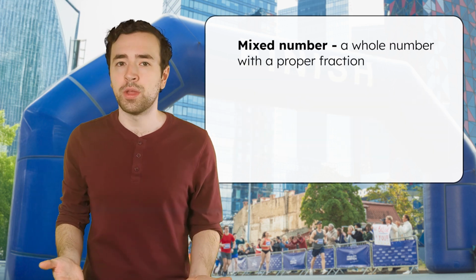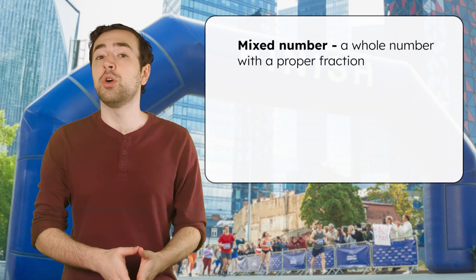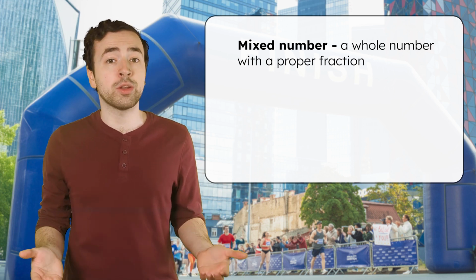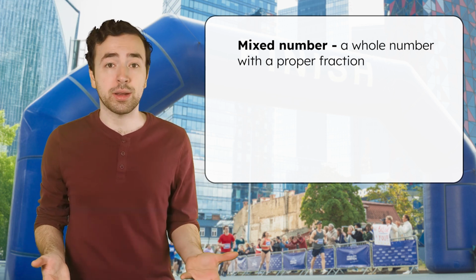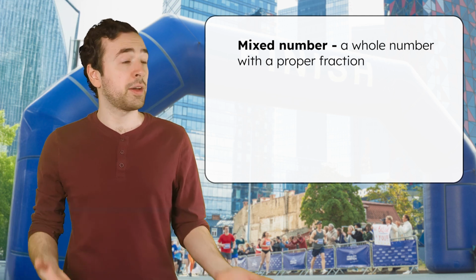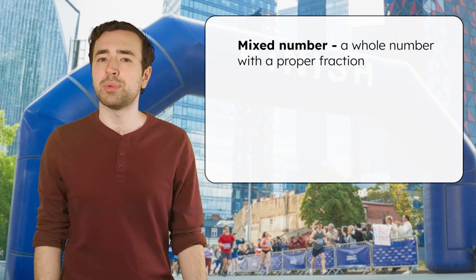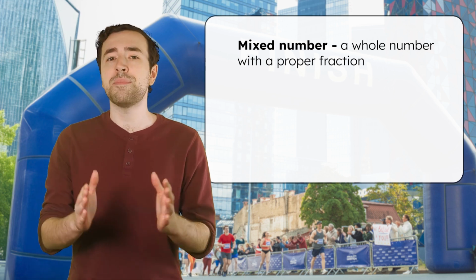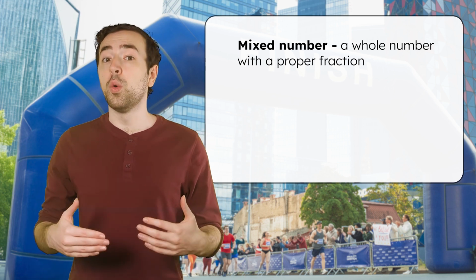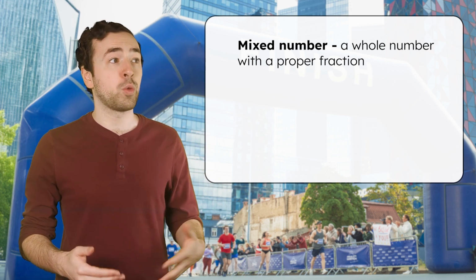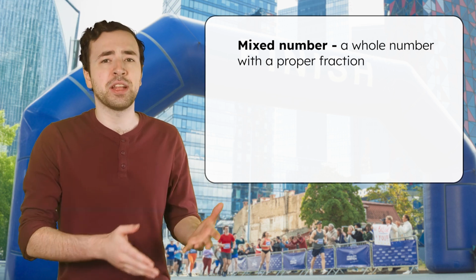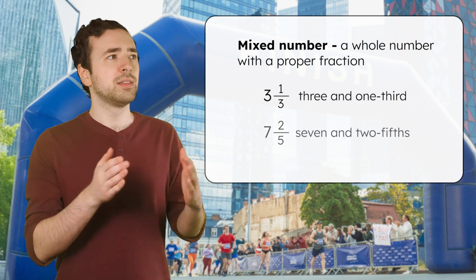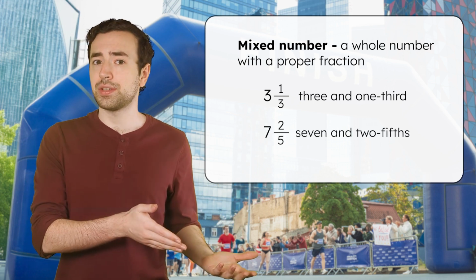When we have a whole number with a proper fraction, it's called a mixed number. Mixed numbers are a different way to represent a fraction greater than 1. And just like whole numbers and fractions, mixed numbers can be represented with digits, visual models, and words. To record a mixed number in words, the whole number comes first, followed by the word "and" and then the hyphenated fraction, like 3 1/3, or 7 2/5.